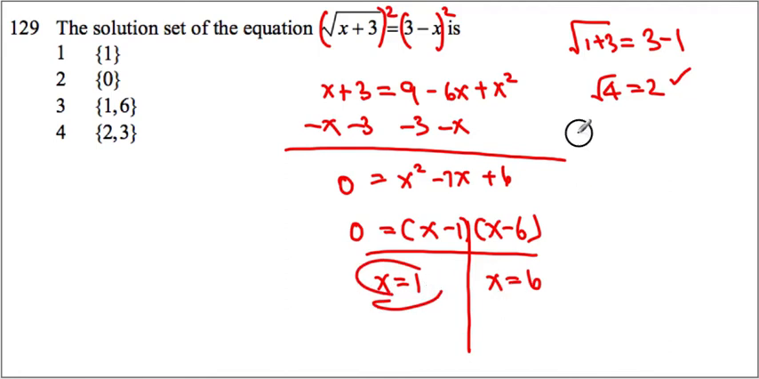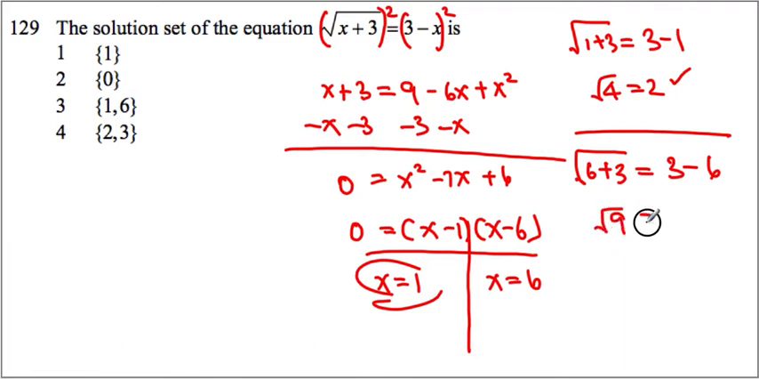How about 6? Square root of 6 plus 3. In fact, is that equal to 3 minus 6? So on our left side, we'll end up getting square root of 9. On our right side, we'll end up getting negative 3. Is square root of 9 equal to negative 3? Nope, it's not. So therefore, our answer will be 1 only, which is choice 1.